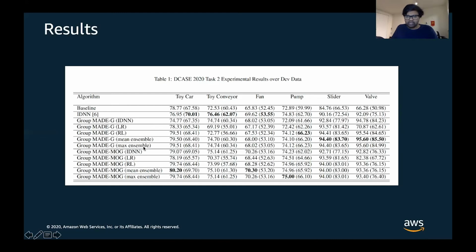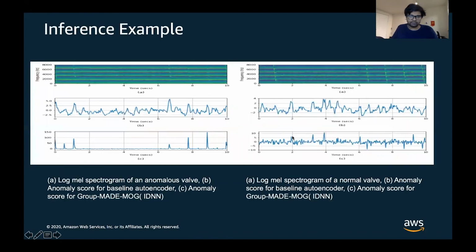I'm not going to go over all the numbers here, but the key thing to notice is that for valve, there's a huge performance gain over baseline. Baseline was 66.28%, and these are numbers of area under curve. As you can see for GroupMADE G with mean ensemble, it went up to 95.60. Similarly, we saw significant gain for slider. We saw gain from all of the machines, but most of the gain came for slider and valve.